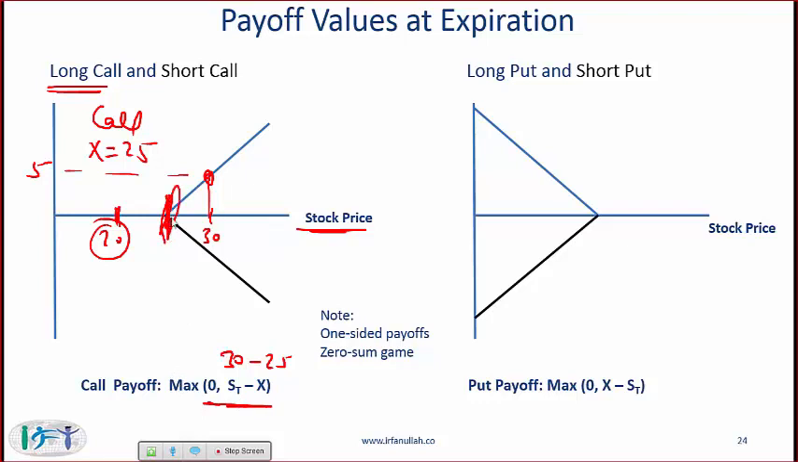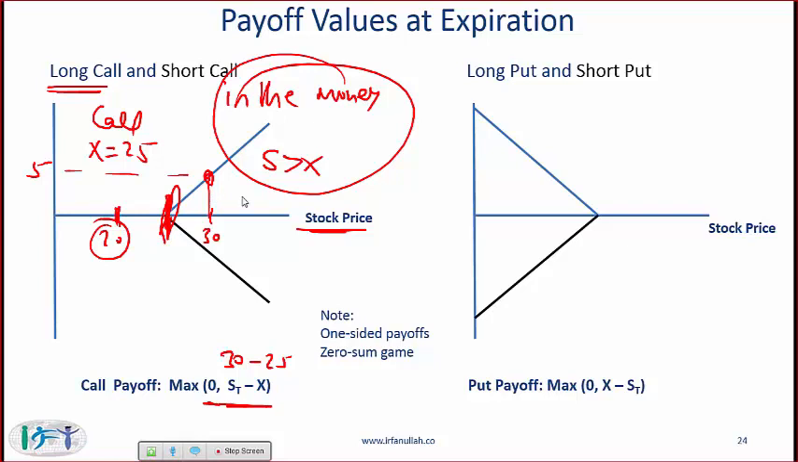If you do exercise, that means that the option is in the money. So for a call option, if S is greater than X, the stock price is greater than the exercise price, then we are in the money. If S is less than X, then we are out of the money. If S is equal to X, then we are at the money.